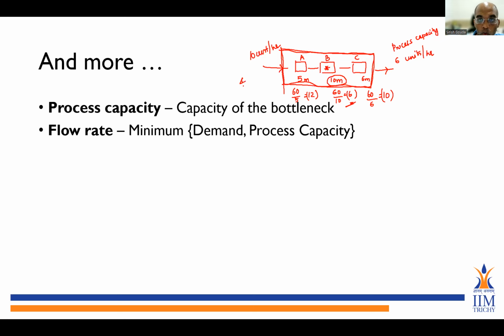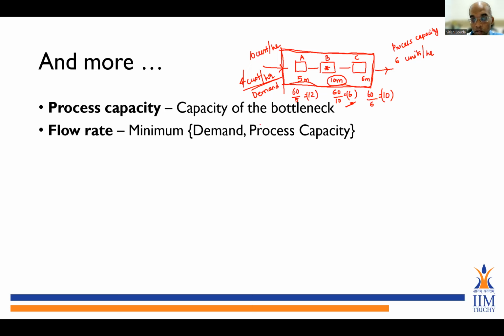But what if 4 customers come in per hour? Remember, our process capacity is 6 customers per hour or 6 units per hour. We only have 4 customers per hour who are coming in. So 6 customers per hour cannot go out. It is not physically possible. You can only have 4 customers per hour going out. That means that even though our process capacity is 6 customers per hour, we are only serving 4 customers per hour. And what is it dependent on? It is dependent upon this particular value, which is nothing but our demand.